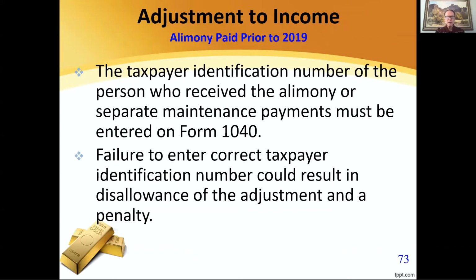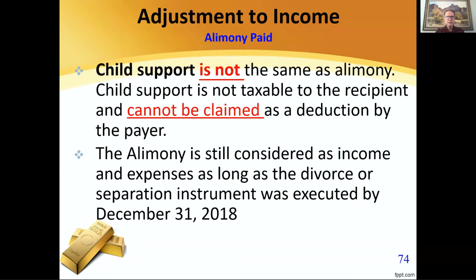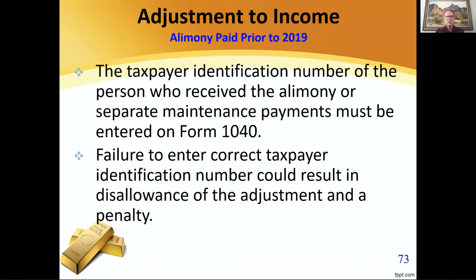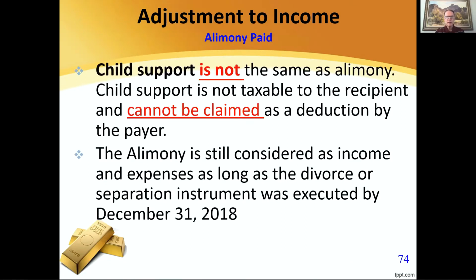You need a taxpayer identification number for the person who received the alimony. And if you don't enter that, you could result in a disallowance of the adjustment and a penalty. This is for prior to 2019. And I think the next screen will show us that child support is not included. Go ahead, keep on going.